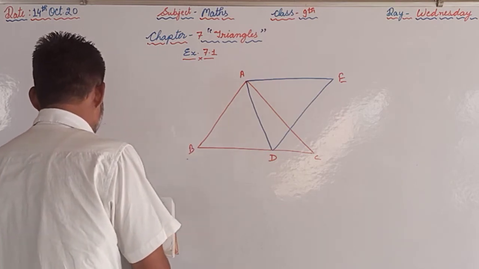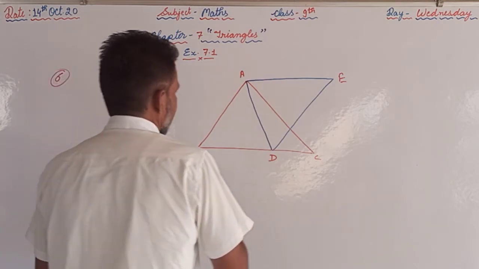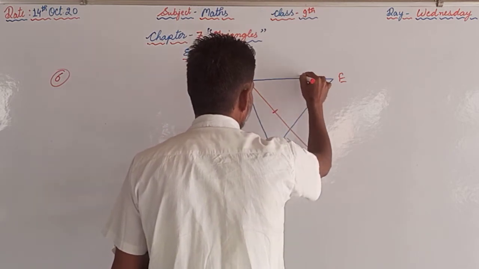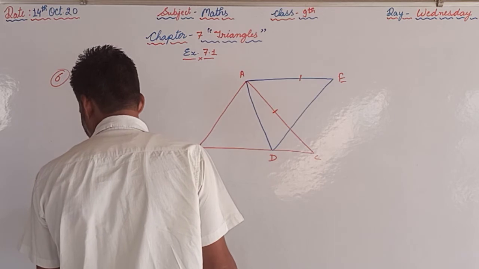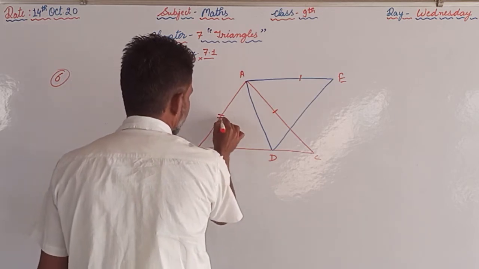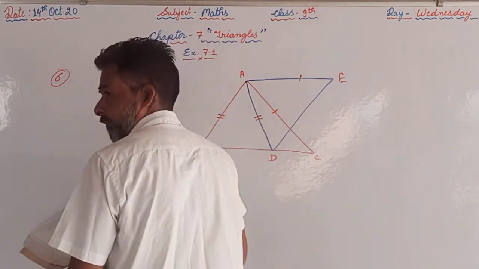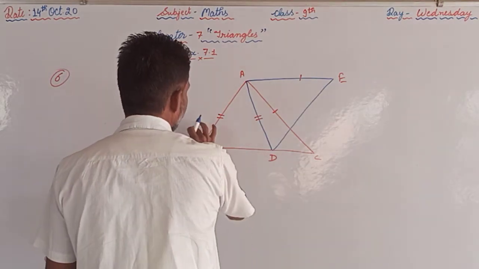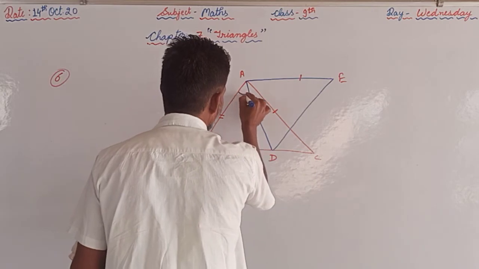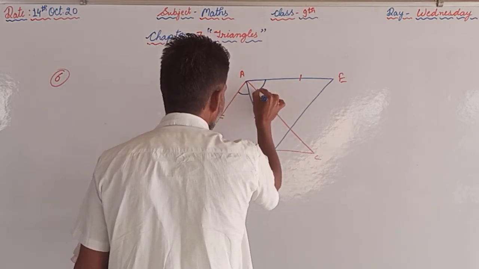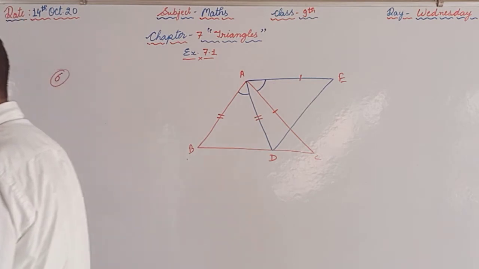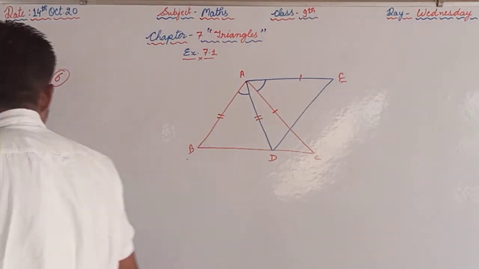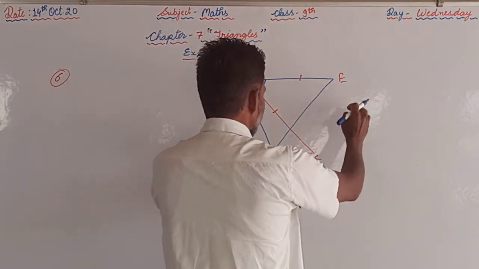Now in this it is given that AC is equal to AE, and AB is equal to AD. Now this is also given that angle BAD, BAD means this angle, is equal to this angle. Now we have to prove that BC is equal to DE.